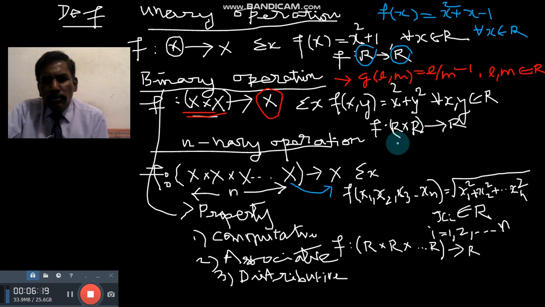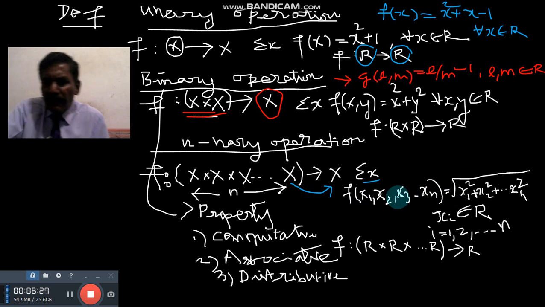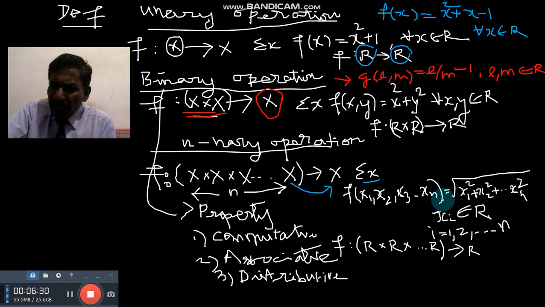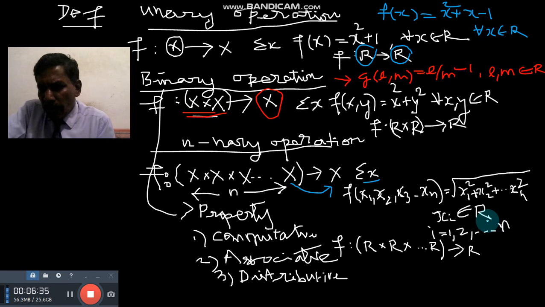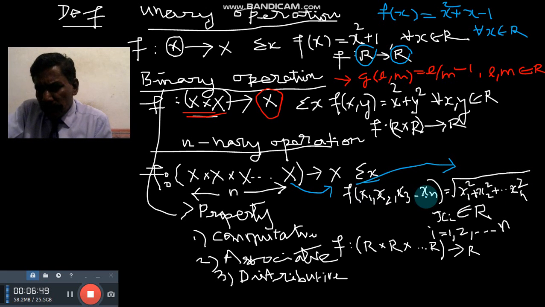Okay, so an example is given like that. A good example is f of x1, x2, x3, up to xn, where all xi, where i varies from 1 to n, belong to R. Then what this particular function does is it squares all the variables and takes the square root of the sum of them, the square root of the sum of the squared variables. So this is what f does here.